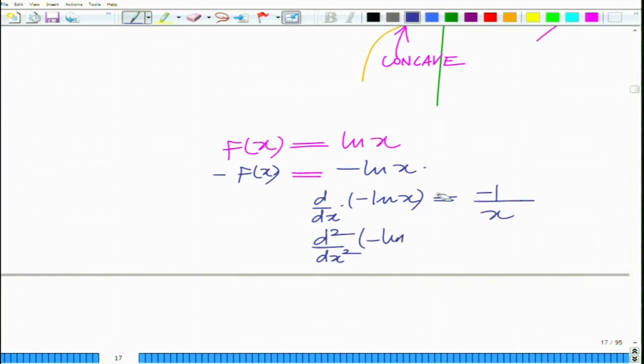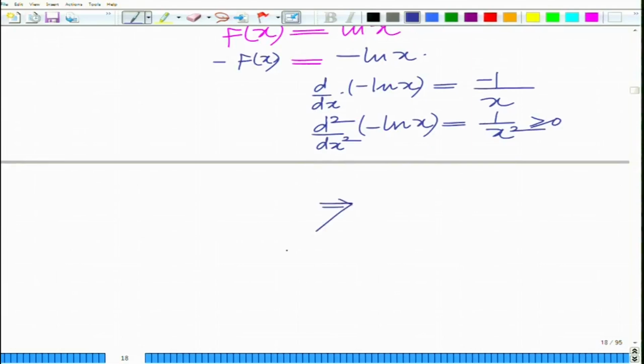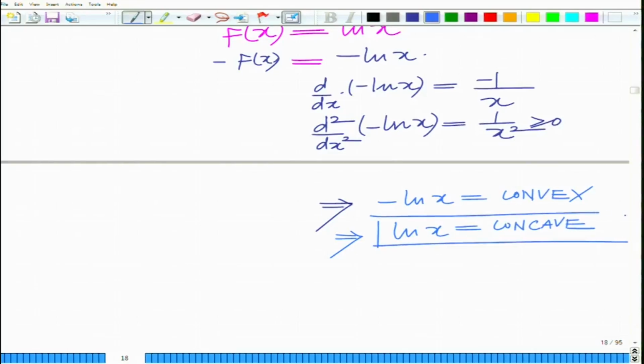of minus ln of x equals 1 over x square, which is greater than or equal to 0, implies minus ln x is convex. What we had seen in the previous module implies ln x, the natural logarithm of x, is concave.